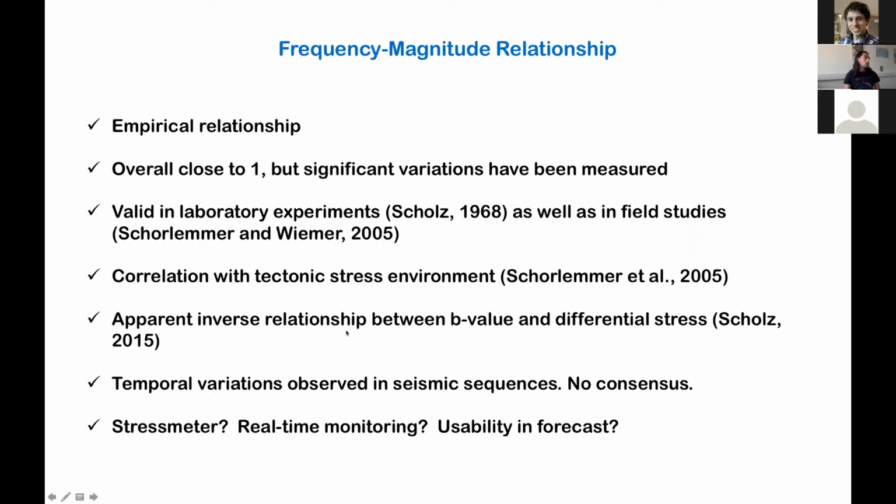So some questions that still remain are whether this inverse relationship between b-value and differential stress holds true. Can we then use b-value as a stress meter for the tectonic stress, for example, at the subduction interface? And if we can do that, can we use the monitoring of b-value in real time, and what is the usability in earthquake forecasting?